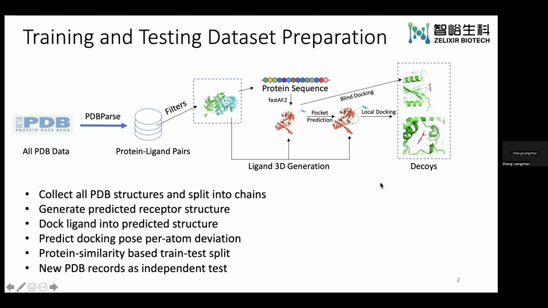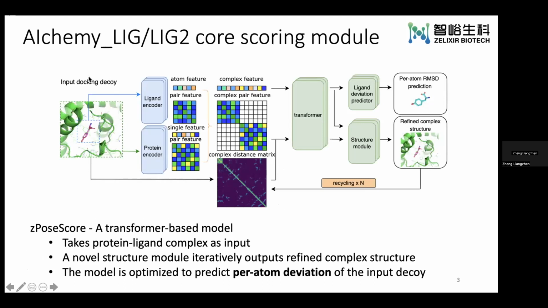We collect a lot of this decoy data to train a transformer-based model. For this model, the input is the protein ligand complex decoy. We divide the model into a ligand encoder and a protein encoder. After the ligand encoder, we get the atom features and the pairwise features. For the protein encoder, we also have the single features and the pairwise features to build a contact map, similar to the protein prediction problem. We construct an atom-wise contact map.